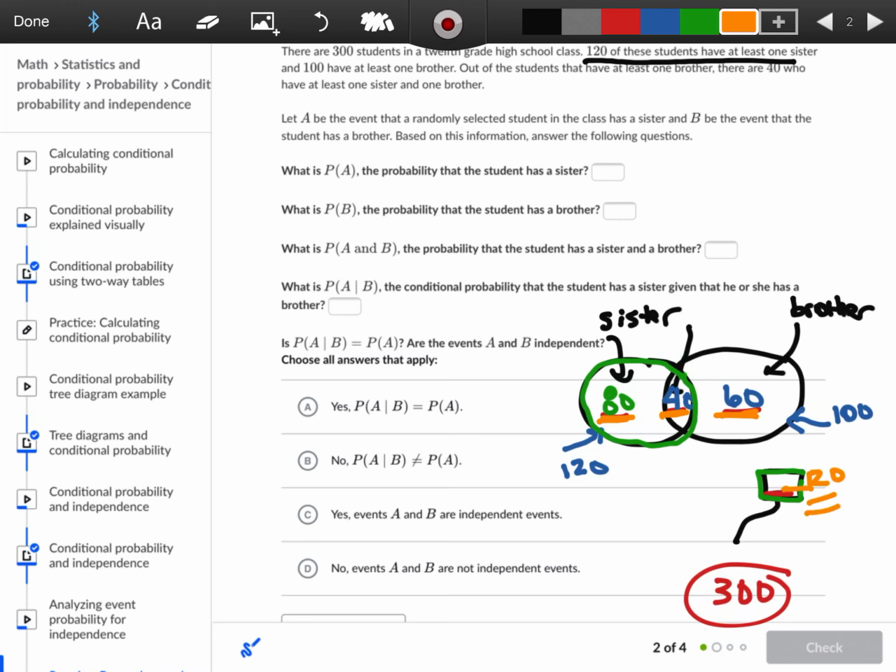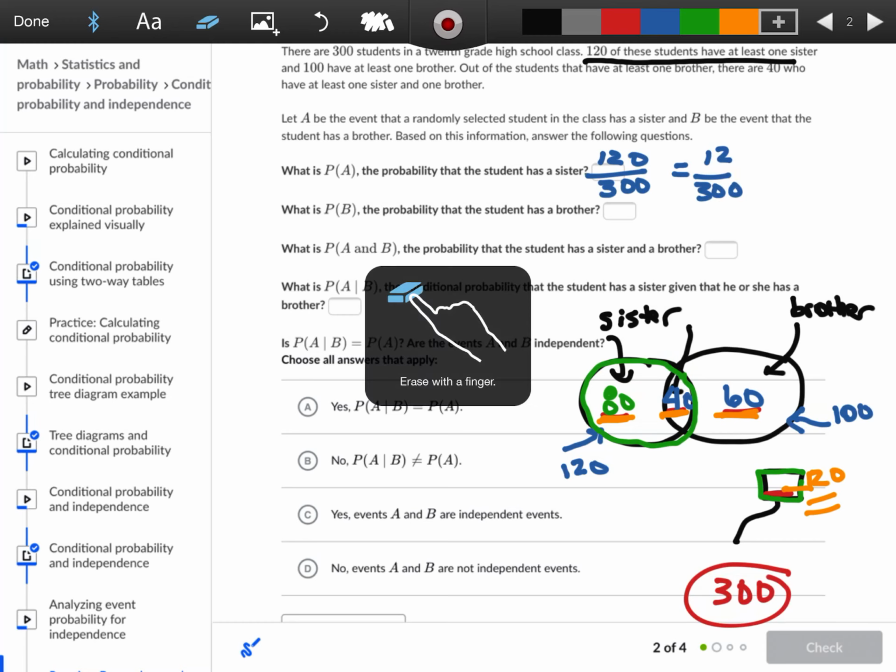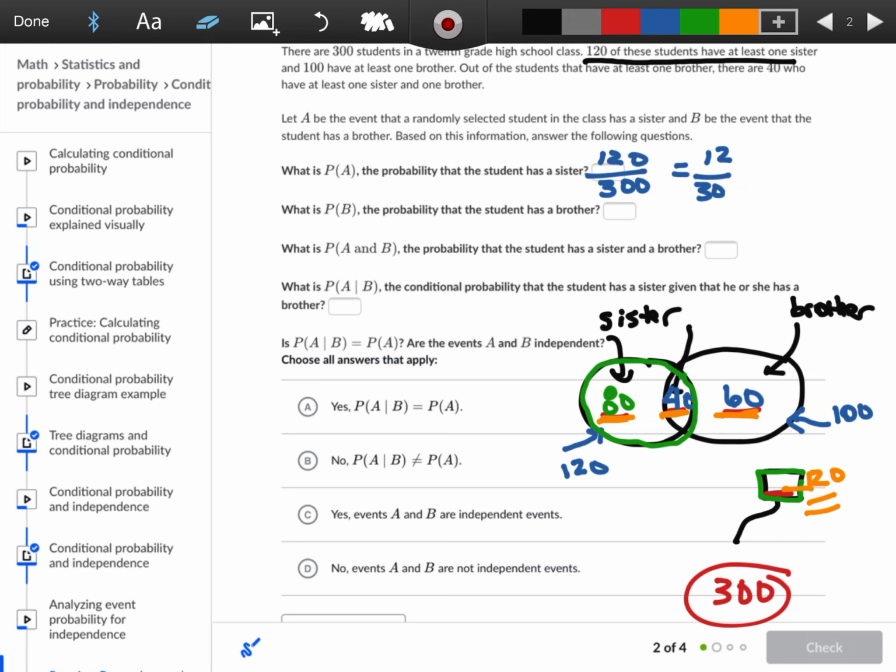So what is the probability of me picking someone out that has a sister? Well, there were 120 students that had a sister, and then we had 300. We don't need those silly calculators. We can reduce this down to 12 out of 30, not 300. And then 12 out of 30 reduces down. They both divide by 6, so that is a 2 out of 5. That's about a 40% chance you're going to pick somebody out that has at least one sister.